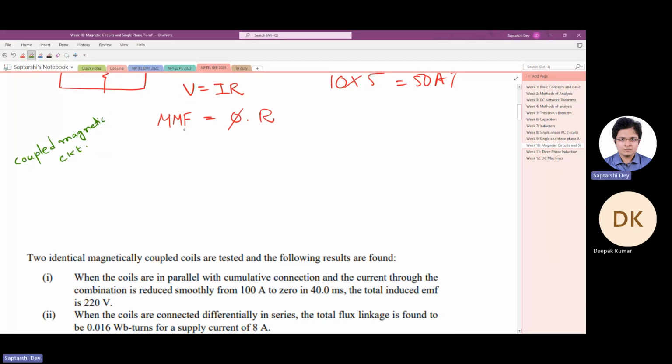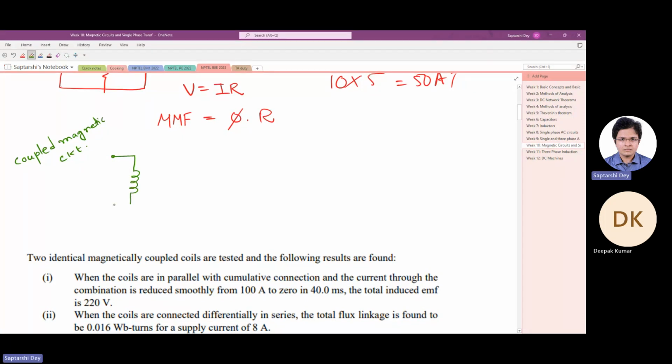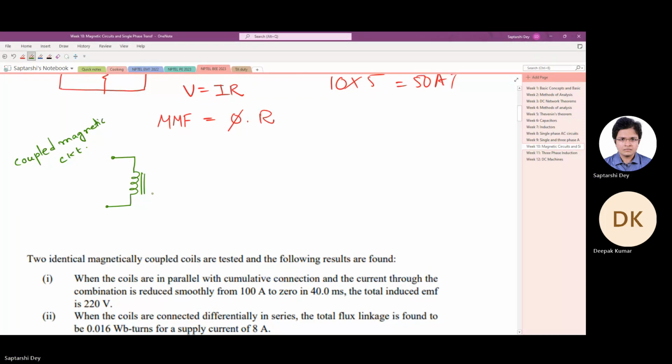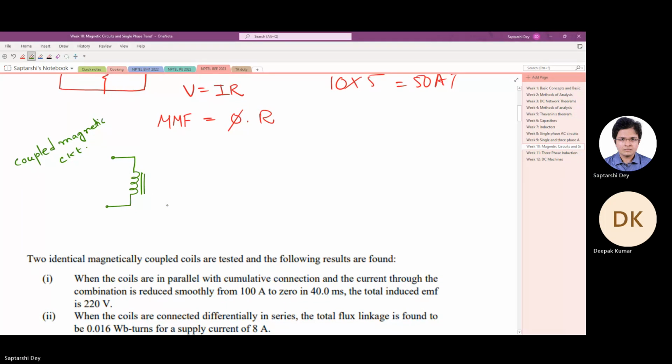Coupled magnetic circuit. Now, in a circuit, the sense of winding is depicted by means of dots. So coupled magnetic circuits are often shown like this. So one dot here, one dot here.